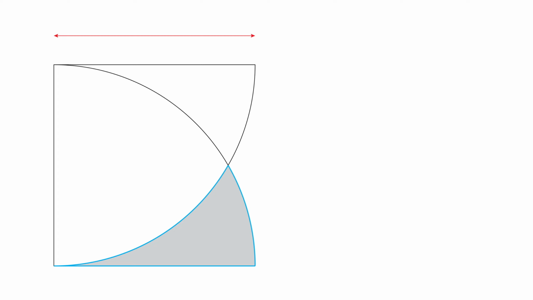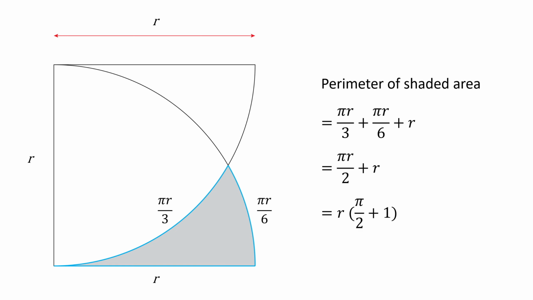For those who may be interested, this is a more generic formula to solve for the perimeter of the shaded area. The upper left perimeter of the shaded area is equal to pi r over 3, and the upper right part of the perimeter is pi r over 6, and the base is simply r. The generic solution would simply be pi over 2 plus 1 multiplied by r.